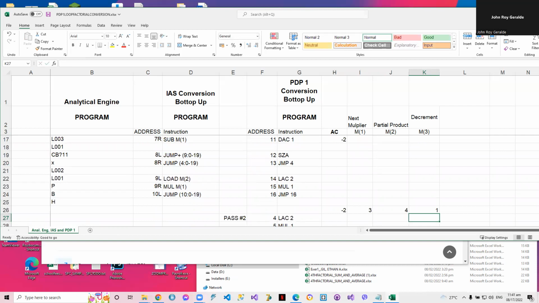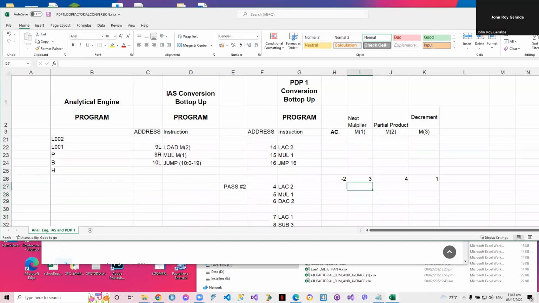Okay, let's do the second pass. LAC2, so now the accumulator becomes 4. And then mul M1. M1 is 3, so 4 times 3, the accumulator becomes 12. And deposit 2, which means the accumulator will be deposited to M2, which is our next partial product, currently 12. This is the same trace we had both for the analytical engine and for the IAS.